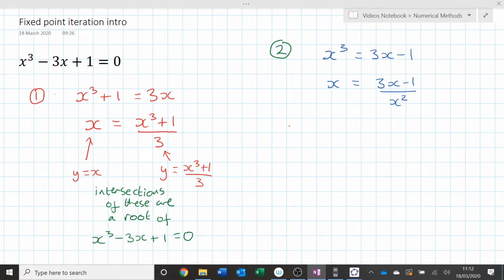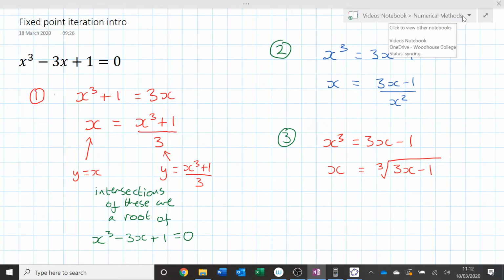Hold on one more minute. So just as a third option, there are often plenty of different options. Here's another one I could have done. I could have gone to x cubed equals 3x minus 1, and I could cube root each side. So that is, yet again, another option. And if I was to sketch that, it would again intersect in the same places.